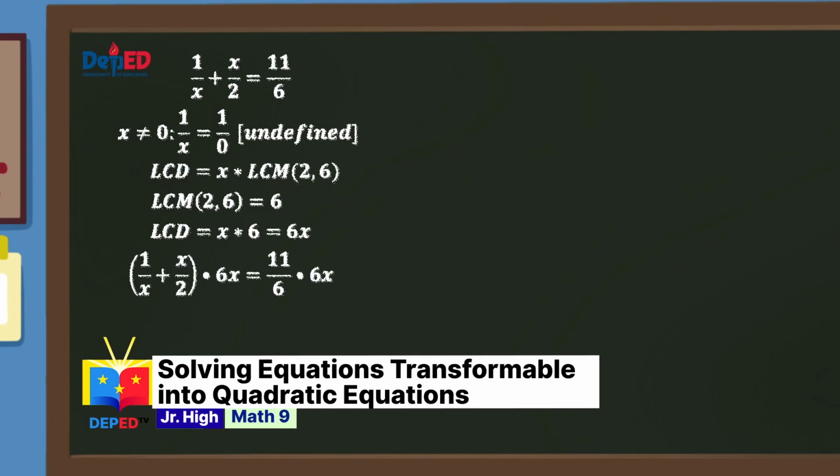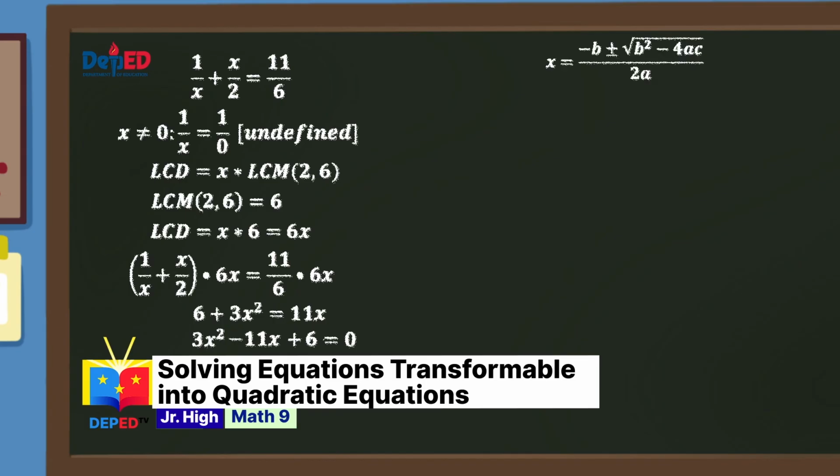So, we multiply both sides of the rational algebraic equation by 6x, and the resulting equation must be 6 plus 3x squared equals 11x. Expressed in standard form, the equation must be 3x squared minus 11x plus 6 equals 0. Let us solve the quadratic equation by using the quadratic formula. In the equation, a is 3, b is negative 11, and c is 6.